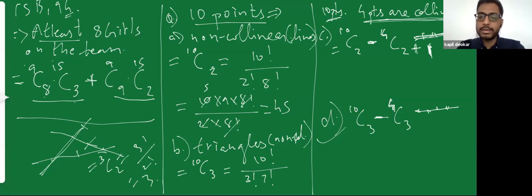Whereas in the case of triangle, if the 4 points are collinear, how many triangles can I draw? I cannot draw any triangle. So we have not added plus anything.